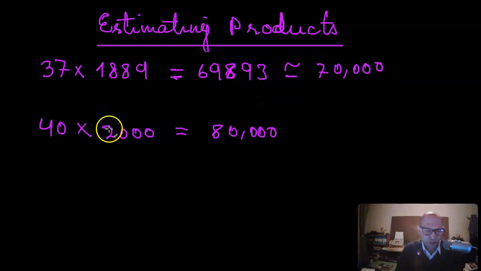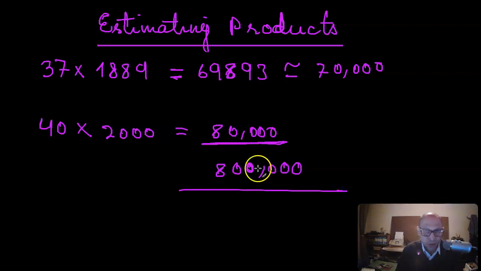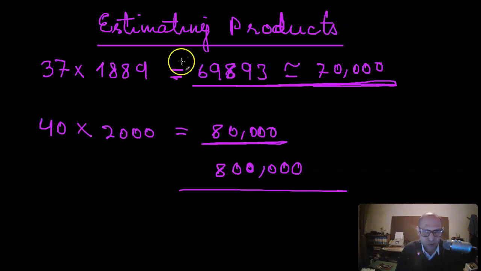But if the number that you got here was, for example, something like 800,000, then you could of course suspect that the answer that you got was not the right answer, meaning that there was something wrong with your answer. If it was 800,000, that would be around 10 times the answer that you got, right?